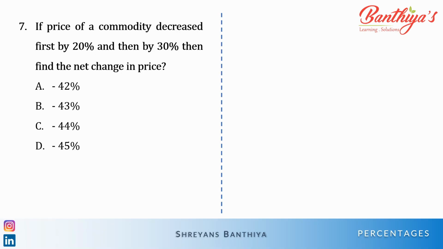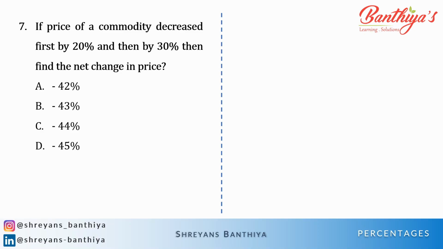Now let's see the 7th question. If the price of a commodity decreases first by 20% and then by 30%, then find the net change in price. Now this is a bit tricky question. Here both the percentages are decreases. So pause this video and solve it by yourself first. I hope guys that you have already solved this question and got to the answer. If not, let's see how we can solve.